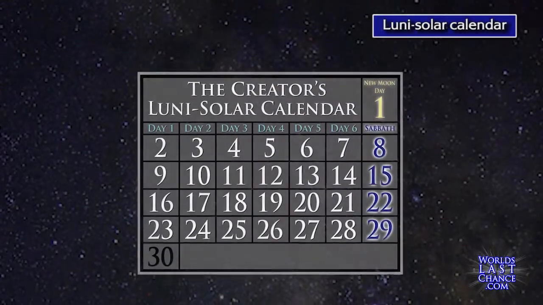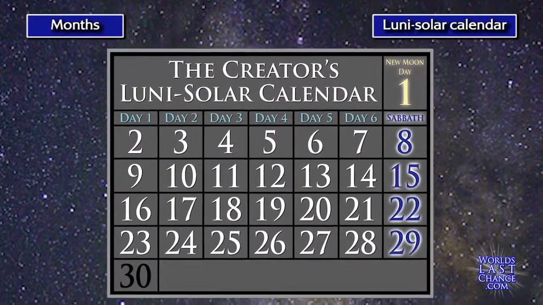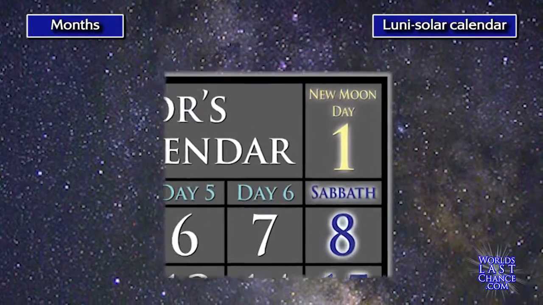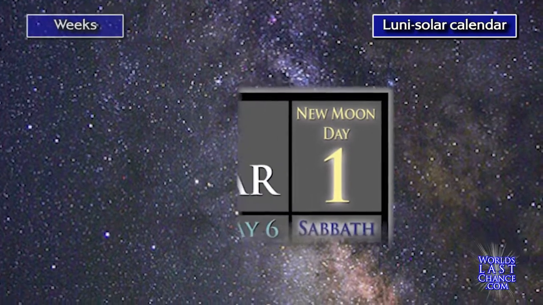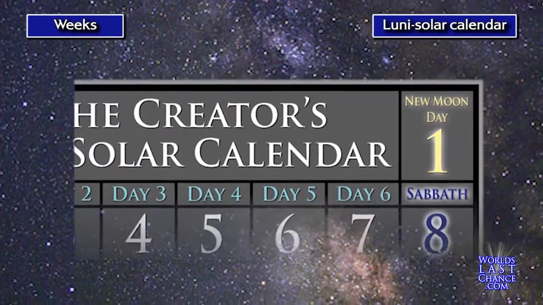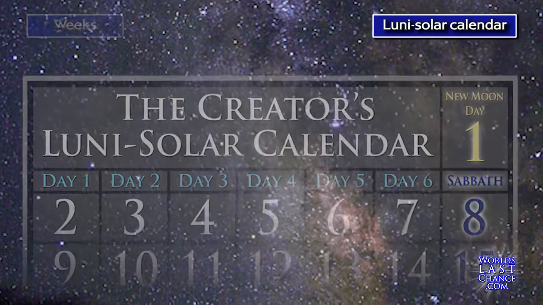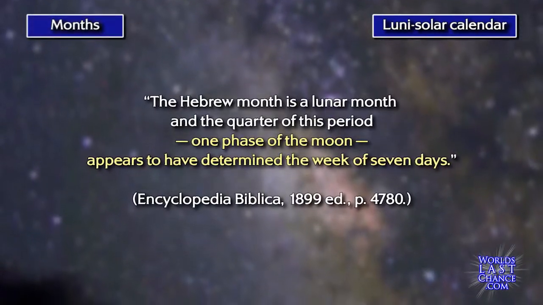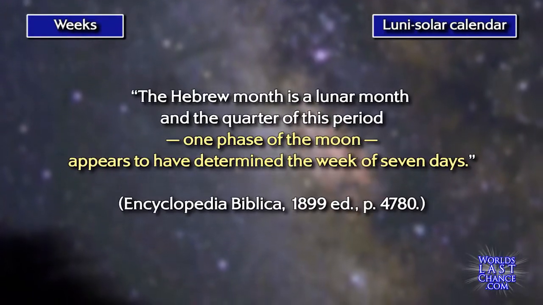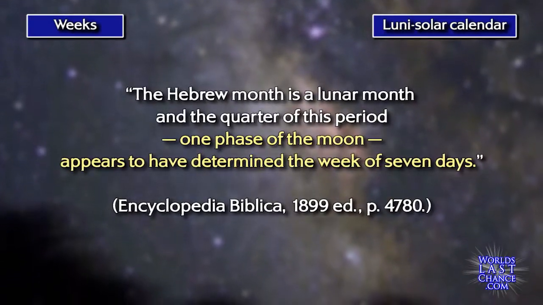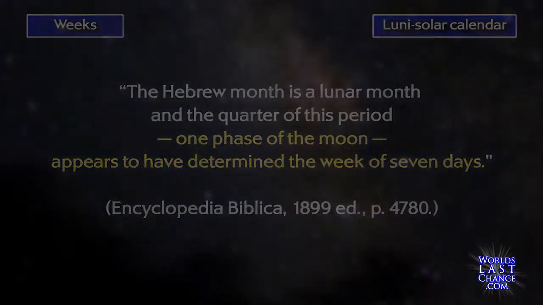The Creator's calendar bases each month on the movement of the moon. Each month begins with the new moon. The week, a division of the month, restarts its cycle every new moon. The Hebrew month is a lunar month, and the quarter of this period, one phase of the moon, appears to have determined the week of 7 days.